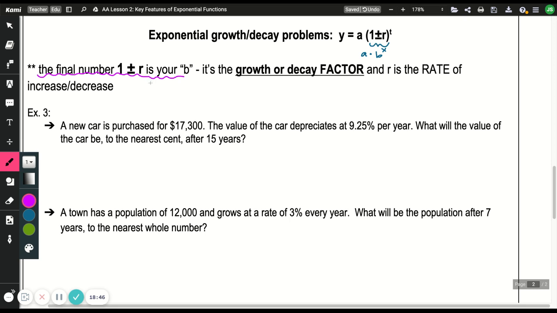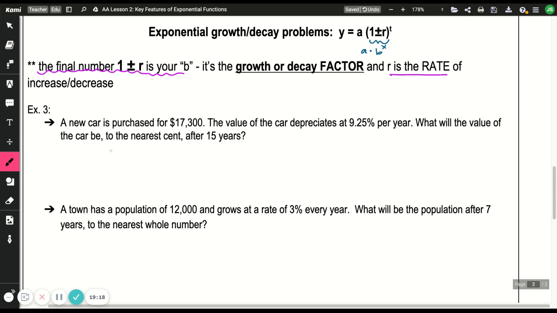So if it's, like, your savings account, if it's increasing, you're going to add the rate to 1. If something's losing value, like you buy a car and now it's worth less than when you bought it, that's decreasing in value. We also call that depreciate. Then you're going to subtract that rate from 1. So r is the rate, and remember b is the factor, the growth or decay factor. So that's a super common sticky point for people.